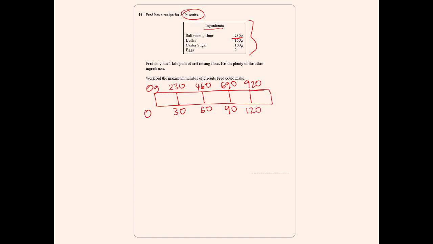Now clearly we can see 920, if you add 230 more, it will go over 1,000, because we only have 1 kilogram of self-raising flour. So we can stop here, so we can clearly see we can make 120 biscuits. So 120 is the answer.